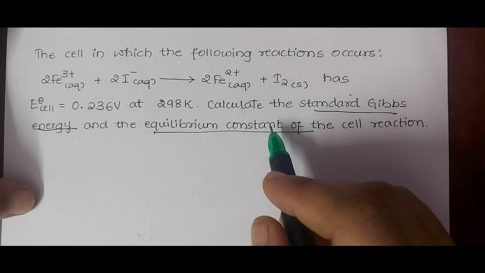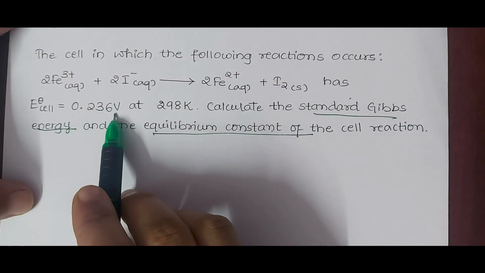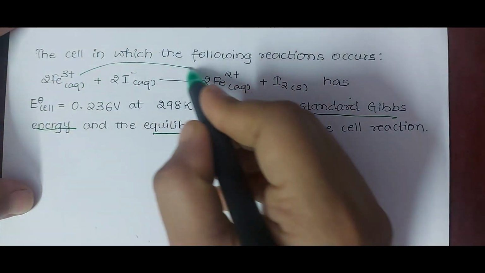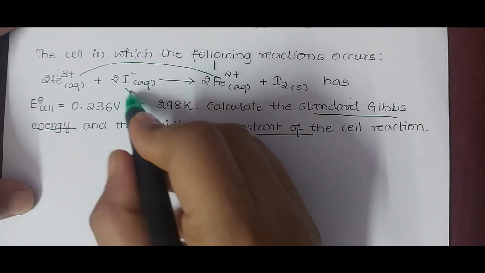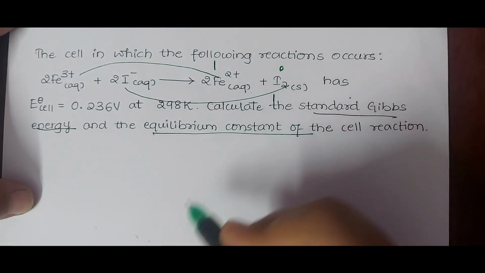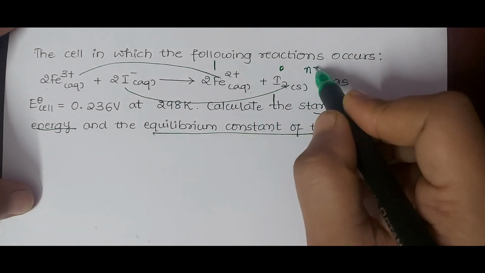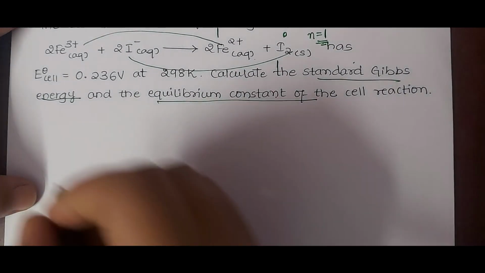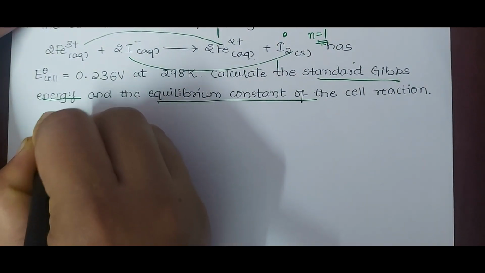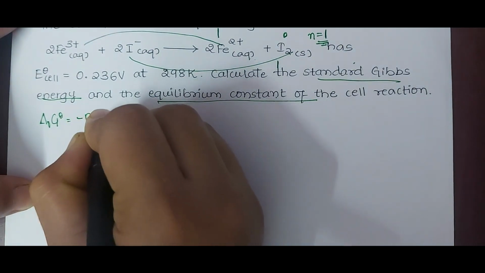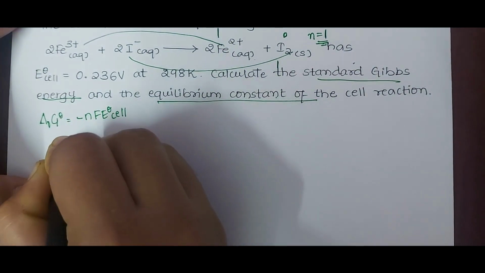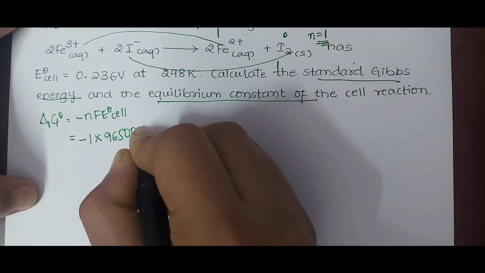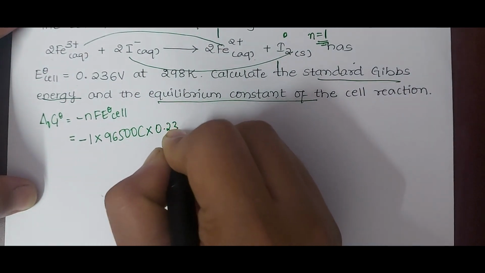So to calculate delta G as well as Kc, what you need? E naught cell, which is already given, and you also need the N value. When you look at the equation, plus 3 to plus 2 means there is a gain of 1 electron, and minus 1 to 0 means there is a loss of only 1 electron. So your N value in this case is equal to 1. We'll solve first Gibbs free energy. What's the equation for Gibbs free energy? We know that delta RG naught equal to minus NF E naught cell, which is equal to minus of N value 1, 96,500 because F value is not given, and E naught is 0.36 volt.